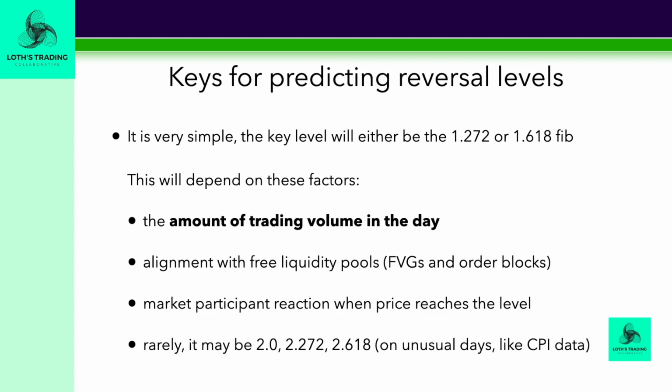Then you can also look at the market participant reaction as it reaches those values and see whether or not you see the buying come in at that expected price level. Rarely do we see it go down to 2.272 or 2.618. Those are really on very unusual days, like when CPI news comes out.